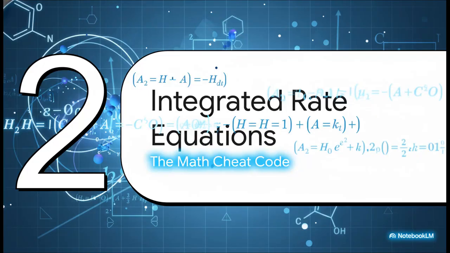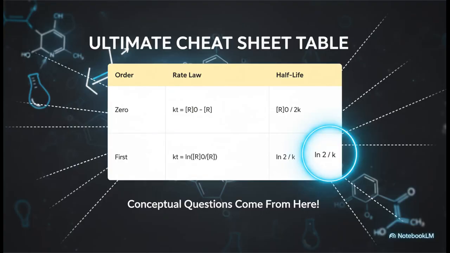Section 4, the math cheat code. Integrated rate equations are absolute lifesavers to help you avoid messy calculus. I want you to stare at this table and just print it into your mind. This is your ultimate cheat sheet. Comparing zero-order and first-order reactions side by side like this makes memorizing them so logical and simple.